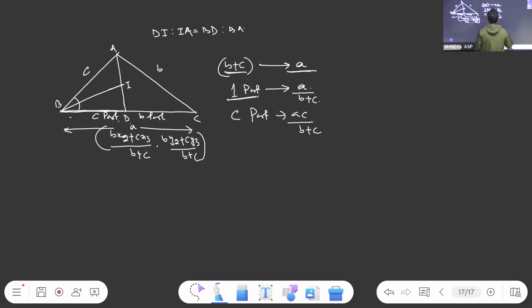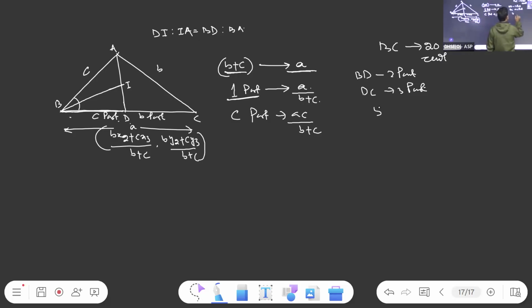So take another example. Suppose BC length is 20 unit. Okay. So BD is 2 part and DC is 3 part. So D divides BC in the ratio 2:3.